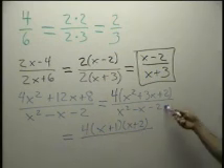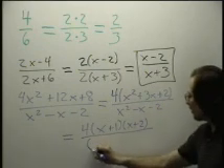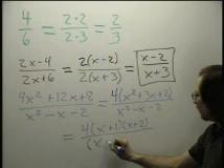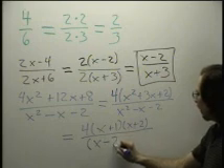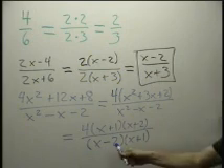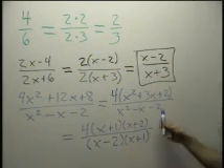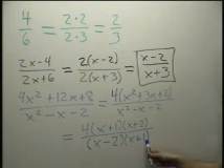The denominator we can also factor by factor pairs. It's going to be x minus 2 times x plus 1, because negative 2 times 1 is negative 2. Negative 2 plus 1 is negative 1.